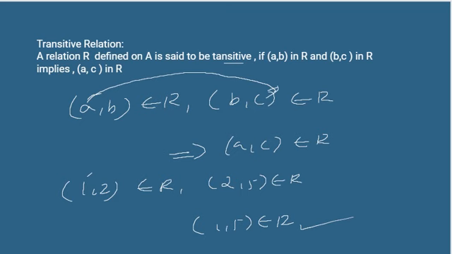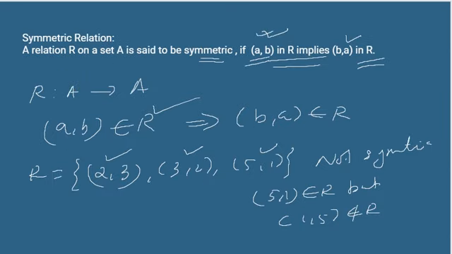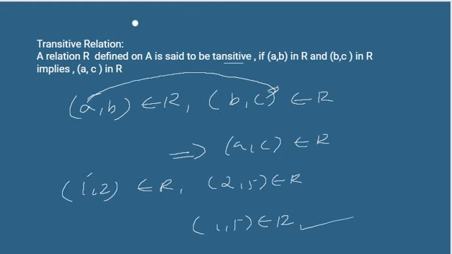Clear? So, according to the definition, what is reflexive? A relation R on a non-empty set A is called reflexive if (a, a) belongs to R for every a in the given set A. For every a, (a, a) must be in R. And about symmetry, if (a, b) is present in R, then there must be (b, a) in R. Then only you can say R is symmetric. And finally, transitive relation. A relation R defined on a non-empty set A is said to be transitive if (a, b) in R and (b, c) in R implies (a, c) in R. Then only you can say R is transitive.